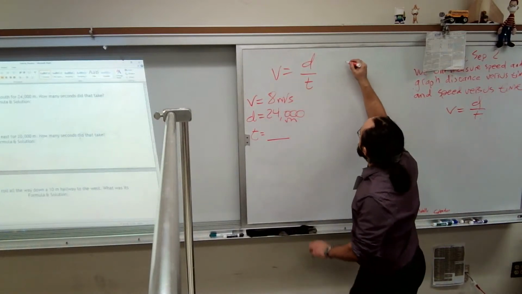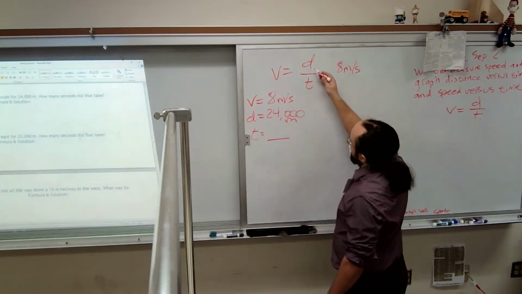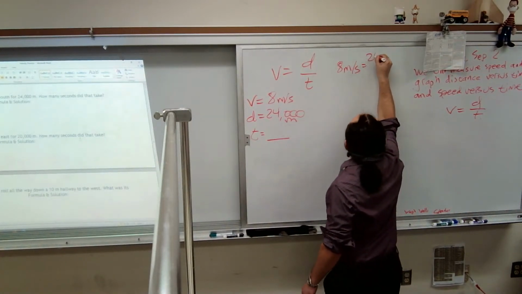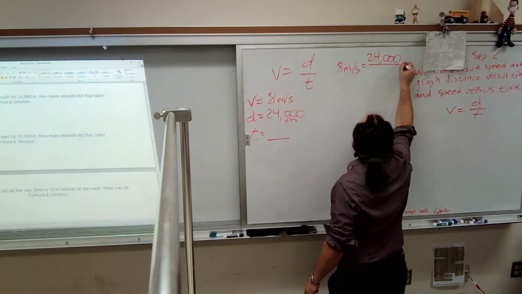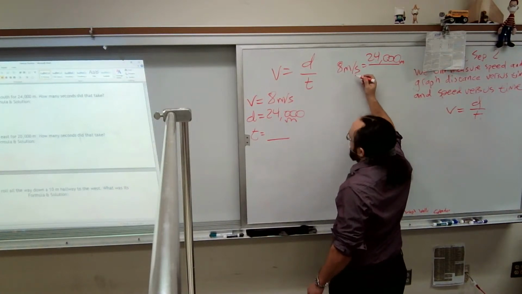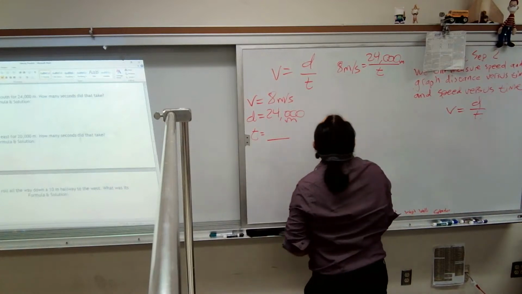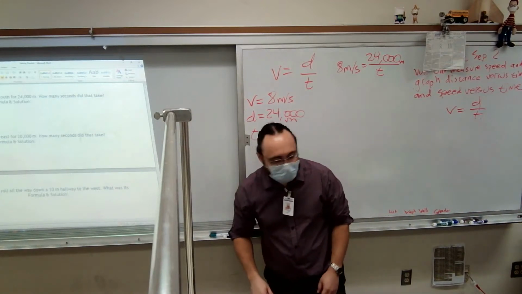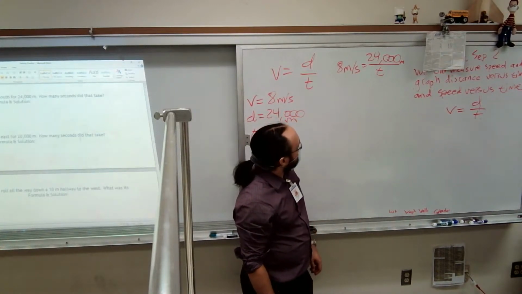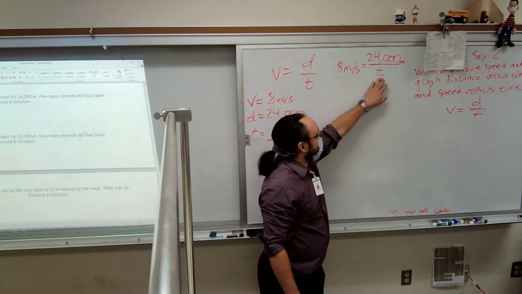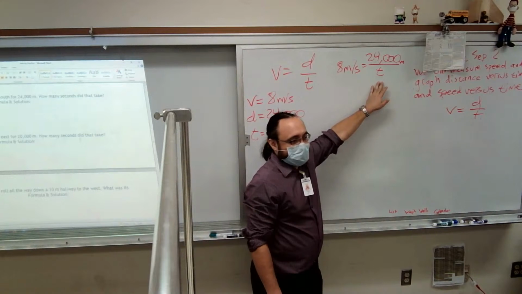So velocity is 8. Let me go way up here so I make sure I give myself enough room. Distance is 24,000 meters. And time is what we're looking for. Looking for time down there. All right, so whenever something's on the bottom like this, you should not try to solve for it down here because it's going to be confusing.